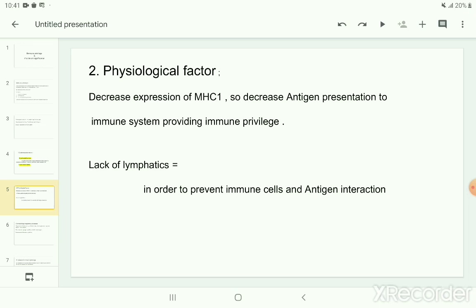The other physiological factor which contributes to immune privilege in certain tissues is the lack of lymphatics, because through lymphatics the T cells and the antigens usually flow from one tissue to the lymph nodes, where they are presented to the T cells and an immune response is elicited against those antigens. So these organs lack lymphatics, in order to prevent immune cell and antigen interaction, and again they evade the immune system.